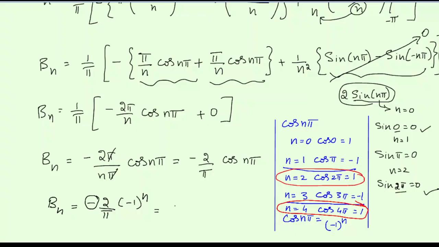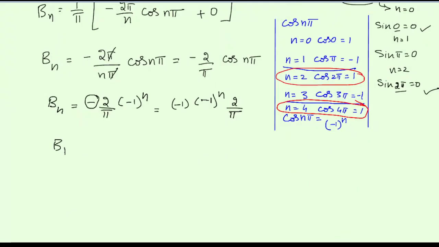I can take this minus as minus 1 times minus 1 whole to the power of n, times 2 by pi. Again, Bn can be written this way. If there is nothing in the power, it's considered as 1, right? Minus 1 raised to 1 multiplied by minus 1 raised to n will be minus 1 raised to n plus 1, times 2 by pi, right?